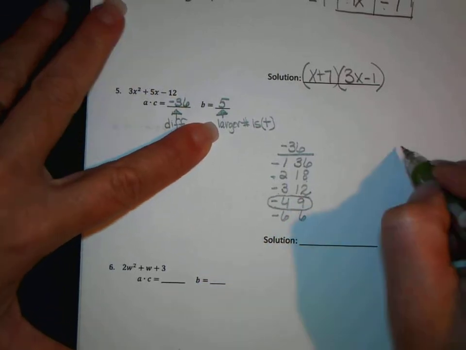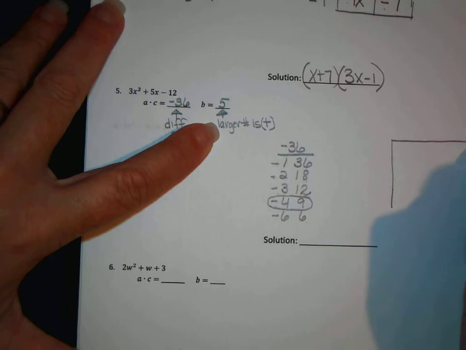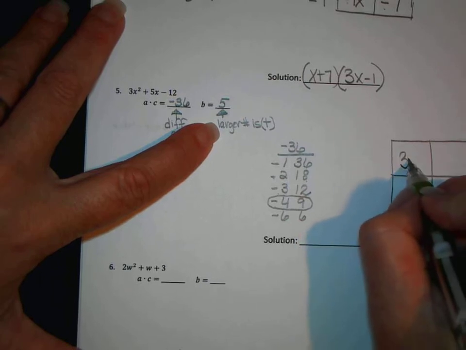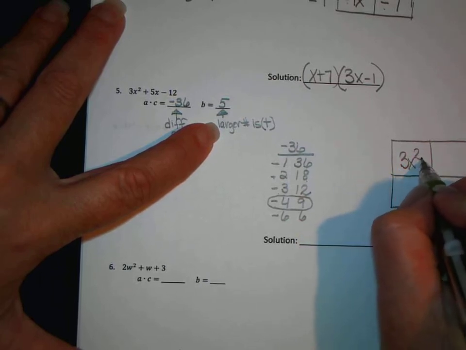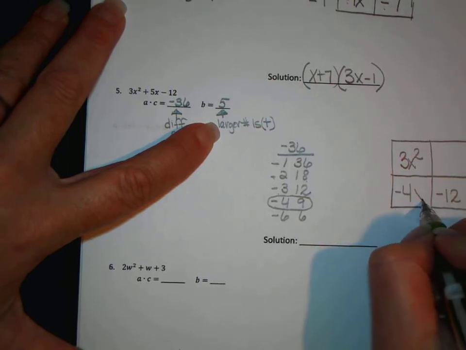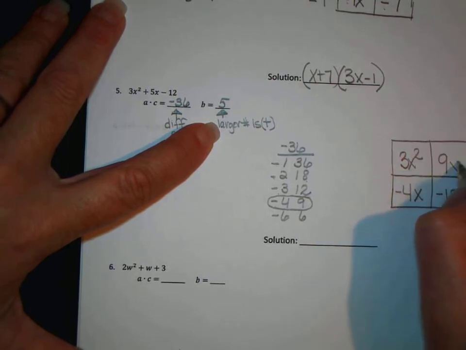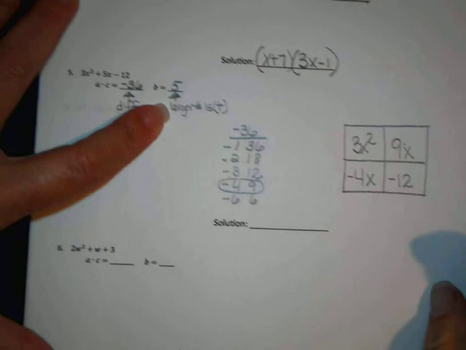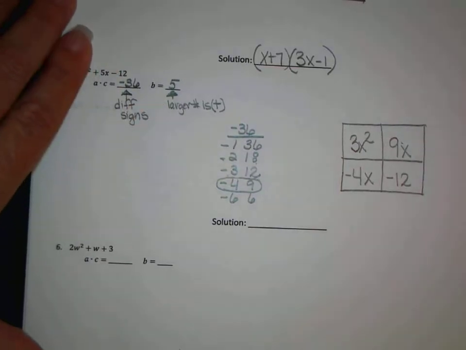Okay, draw your boxes. Okay, lead term in the first square. End term in the bottom right. Split the middle. Make sure you add your x's. Factor out your GCFs. 9 and negative 12. It's not going to be anything bigger than 9. So think about what can make 9. 1 times 9 and 3 times 3. So 1, 9, and 3.